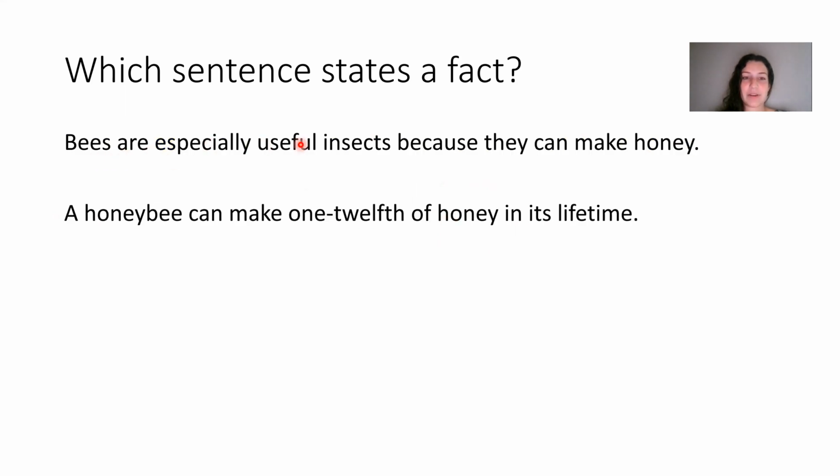So next example, bees are especially useful insects because they can make honey. Then we have a honeybee can make 1/12 of a teaspoon of honey in its lifetime. So let's look at the first sentence. Bees are especially useful insects because they can make honey. They can make honey. So this latter half of the sentence is a fact. But the first half, bees are especially useful insects, depends how you determine useful to be. If you don't need honey, if you don't have a use for honey, it's not particularly useful. So this is an opinion that they're useful insects. Now we have a honeybee can make 1/12 of honey in its lifetime. This, however, can be proven to be true by watching that honeybee and collecting its honey and measuring how much honey it makes during its lifetime. So the second sentence is our fact.